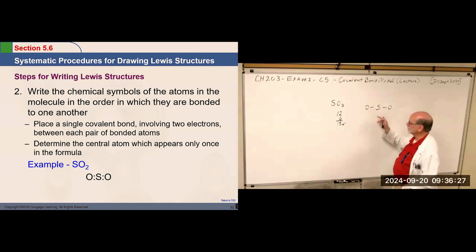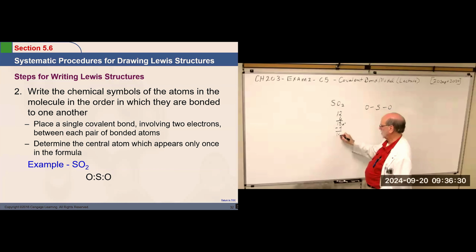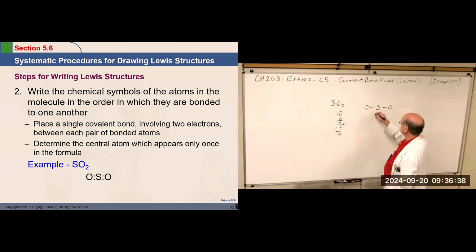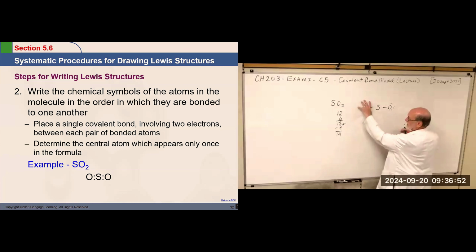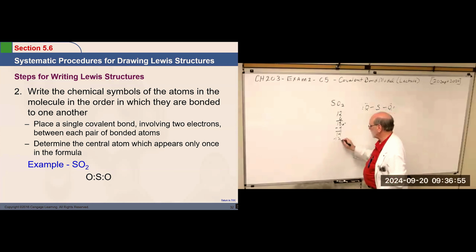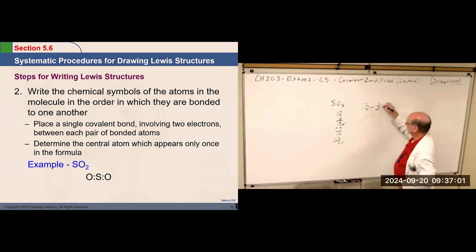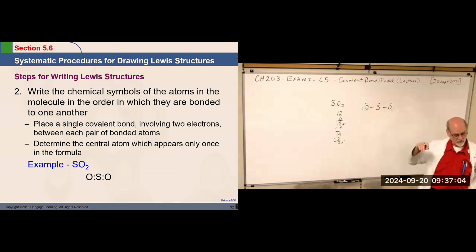All right, so that's 2, 4. We've used up 4 of them. We have 14 left. Now you start from the outside and work your way in. So we've got 14. That's 1, 2, 3, 4, 5, 6, 7, 8, 9, 10, 11, 12. Now we've got an octet here and here, and we've used up 12. We got 2 more electrons. Then we move in. Those 2 electrons have to go here. Okay, that's what we call a valid Lewis structure.